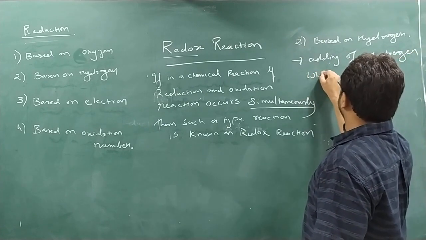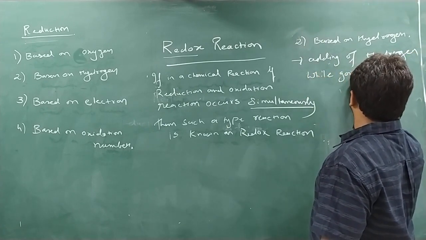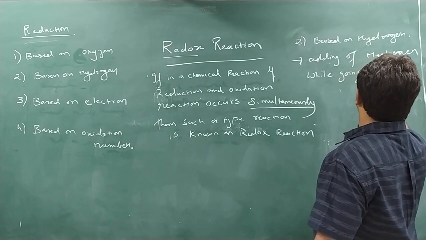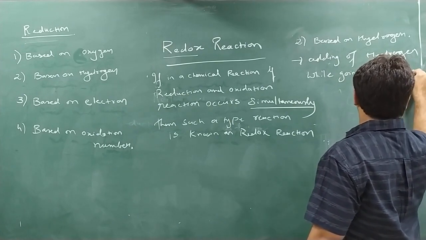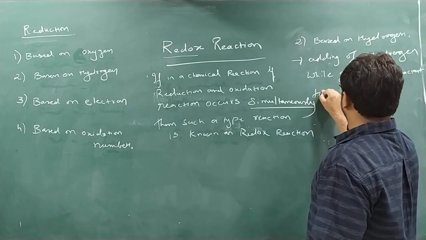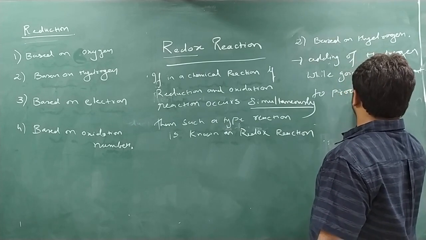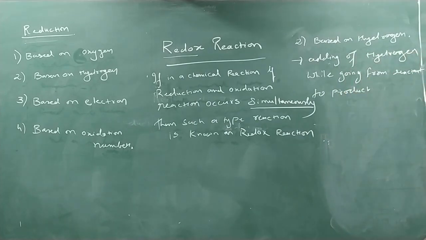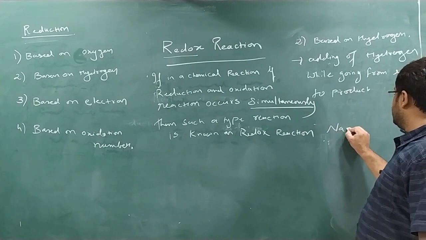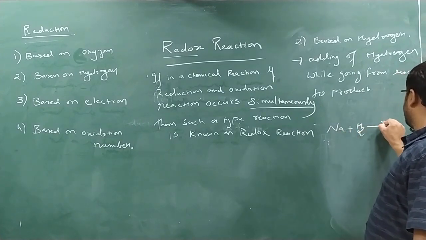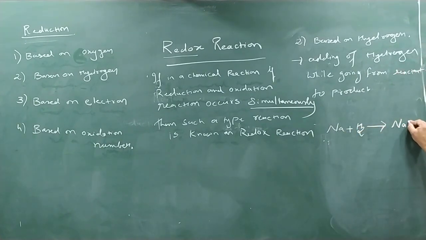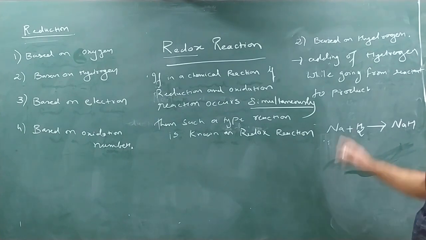while going from reactant to product. For example, if I take sodium and hydrogen and form sodium hydride, I am adding the hydrogen while going from reactant to product. So such a type of chemical reaction is known as a reduction based on hydrogen.